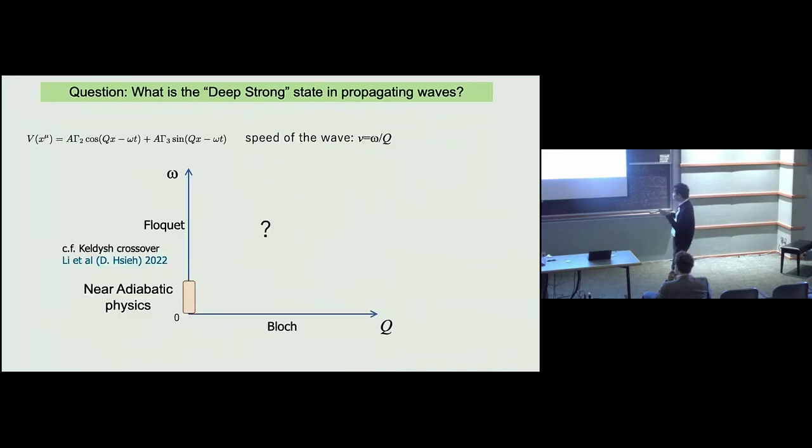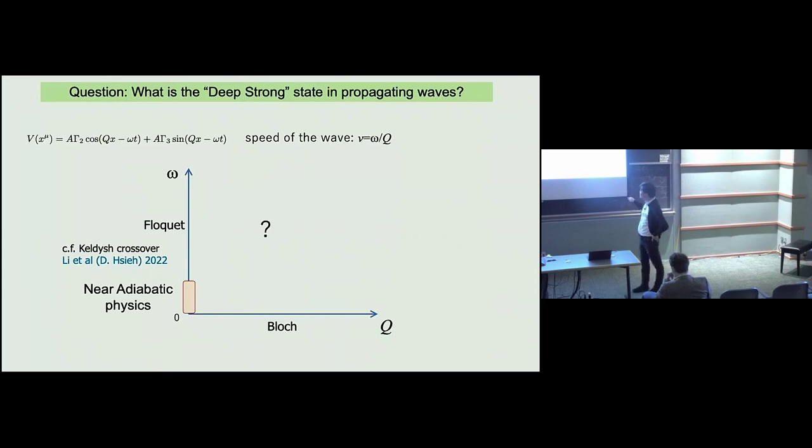Okay, so the question I want to study or address here is, in this kind of perturbation with Q and omega, let's plot Q here and omega here, and let's try to do this driving due to this wave. So what happens in this phase diagram?